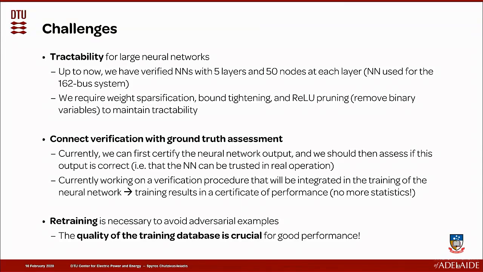And then, of course, retraining is necessary, as I've said, and the quality of the training database is very important. Okay. So when we identify an adversarial example, we have to retrain to make sure that the neural network does not identify that as adversarial.